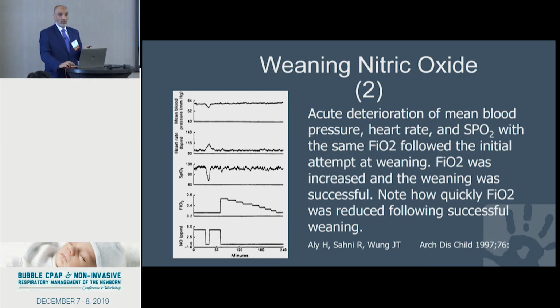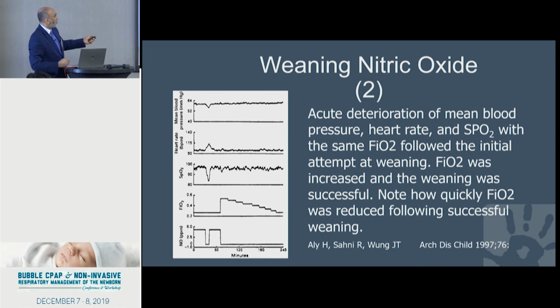Weaning of nitric oxide. Sometimes you take the baby off nitric oxide, you go all the way down to 5 parts per million, then you wean it off, and then you find the baby deteriorating. And in the olden times, we used to have babies stay on nitric for a long time because we were unable to wean it off. And actually, we just noticed back in 1997 that when you really wean nitric oxide, yes, you can have severe desaturation.